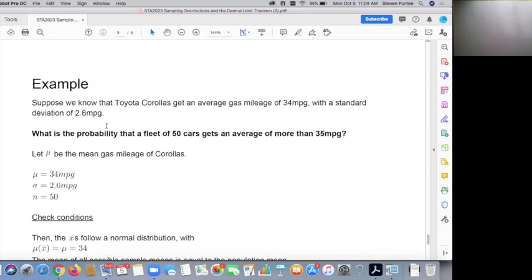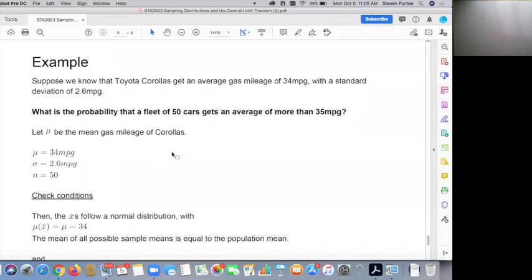Okay, here's an example. We'll do a couple of examples today. So suppose somehow we called up Toyota and found out that Toyota Corollas have an average gas mileage of 34 miles per gallon and a standard deviation of 2.6 miles per gallon. We want to make predictions about a fleet of 50 cars. We're not going to make predictions about individual cars, but about a whole collection of cars.